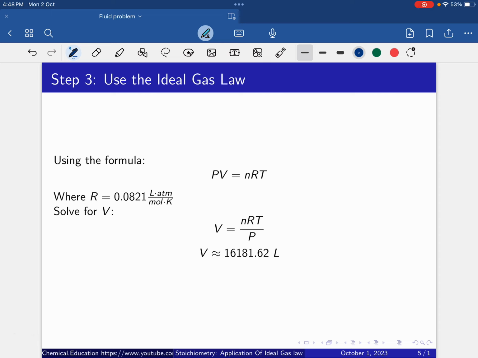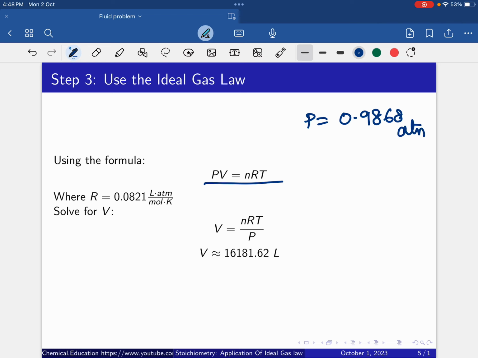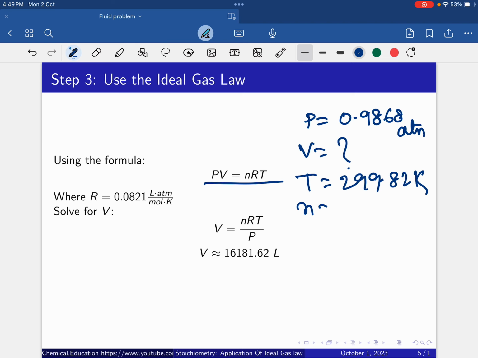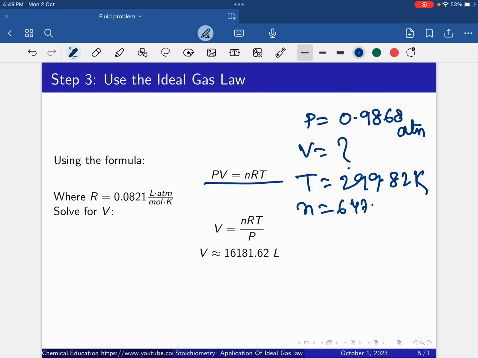Now using the formula PV is equal to nRT. P we already calculated, 0.9868 atm. V we have to calculate. T is 299.82 Kelvin. n we already calculated, that is 647.77 mole. Now we need R. Here we must remember, based on atm, Kelvin and mole, we can use that R. So R is 0.0821 liter atm per mole Kelvin.